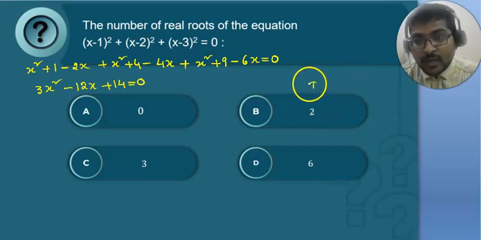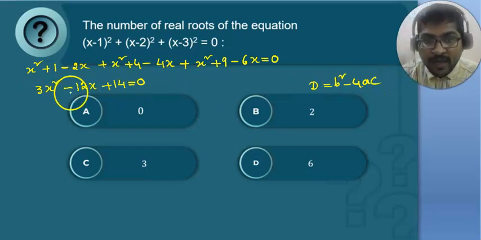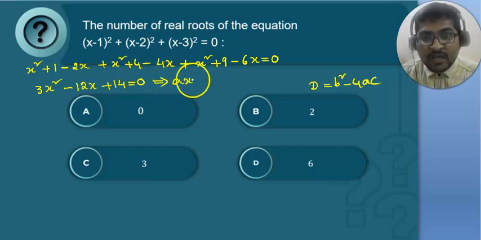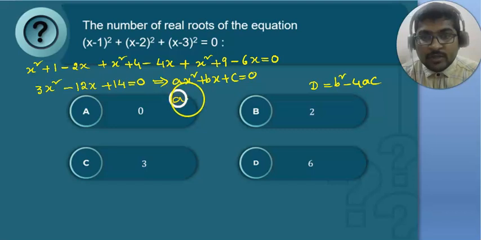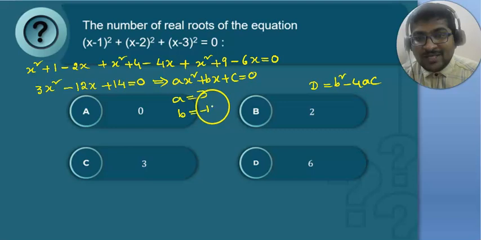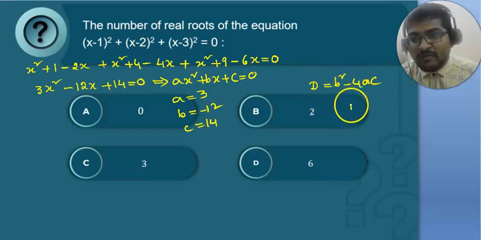D is equal to b square minus 4ac. Compare this quadratic equation with the standard form of a quadratic equation, ax square plus bx plus c equal to 0. Compare these two. So a value is 3, b value is minus 12, and c value is 14. Substitute the a, b, c values in this discriminant formula.